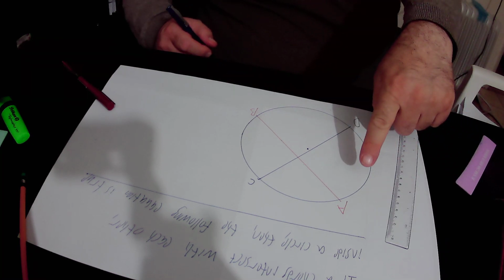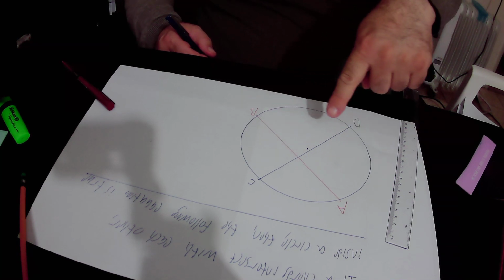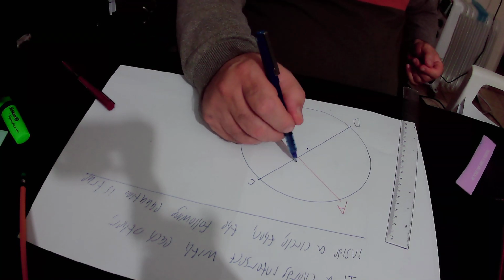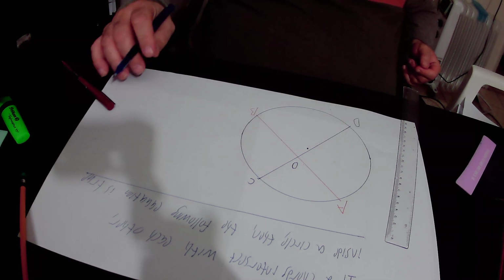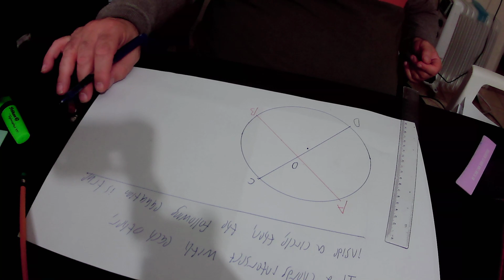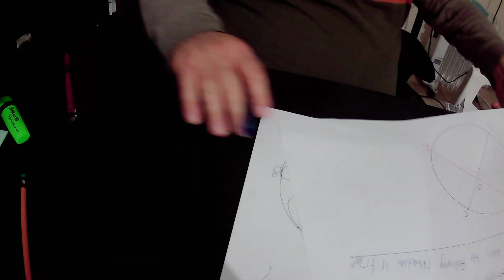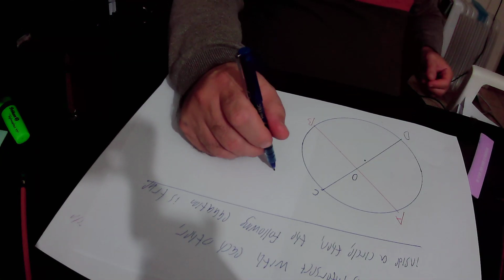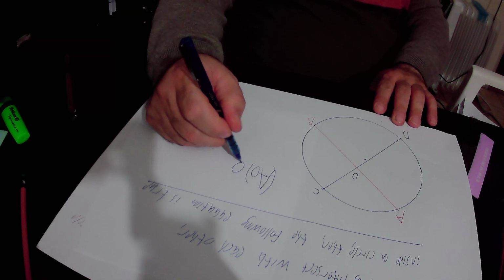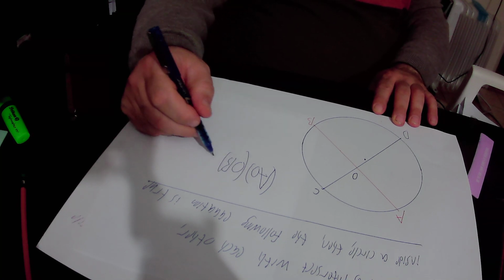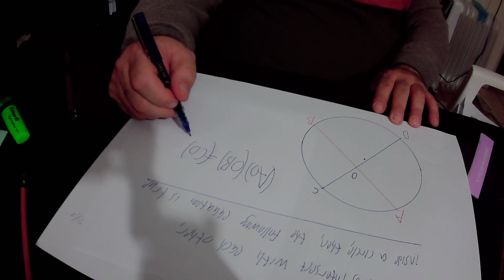So here the red chord AB intersects with chord CD at point O. Point O is the intersection point of chord AB with chord CD. So in this case, the following equation is true. Actually here, AO times OB equals CO times OD.